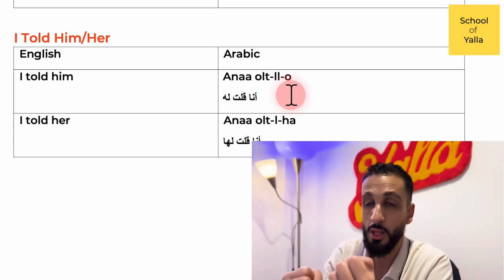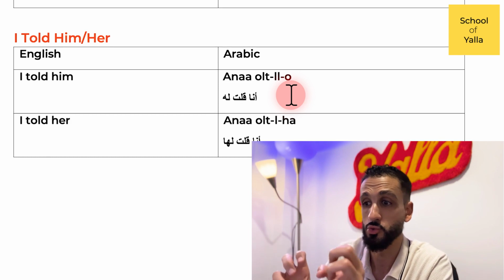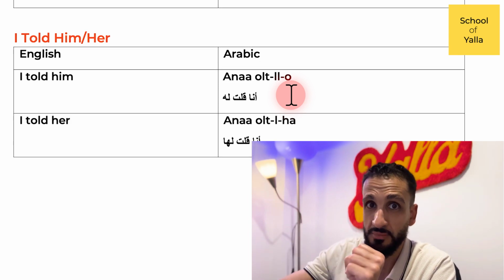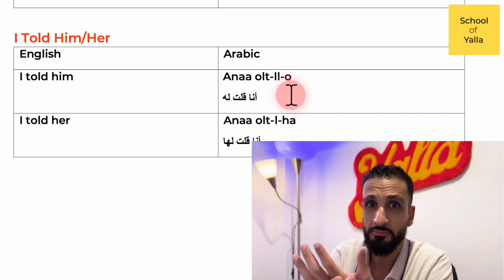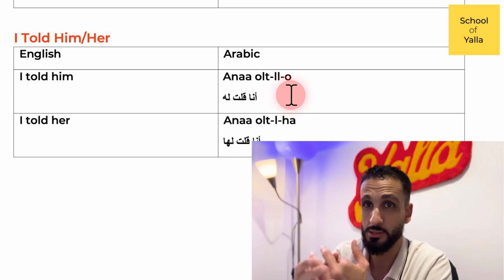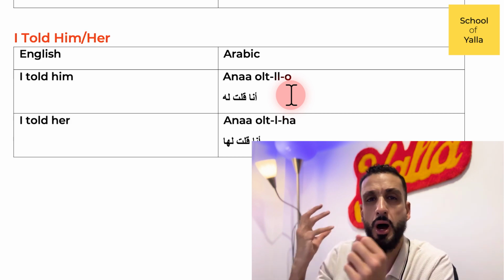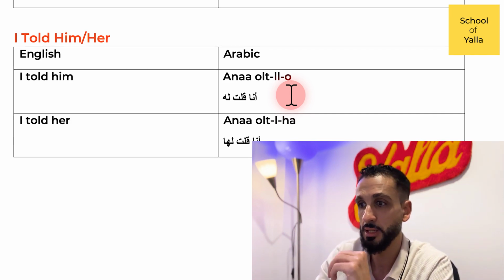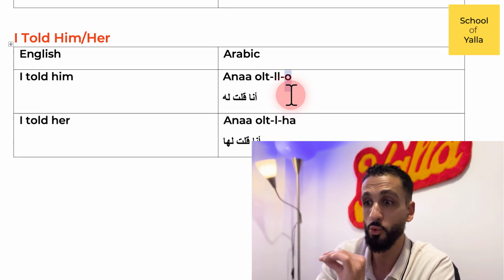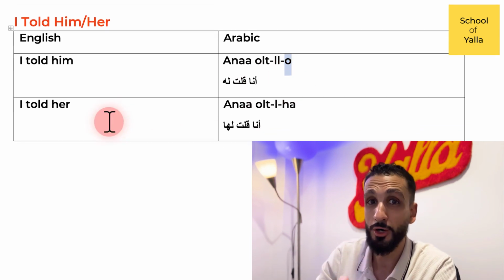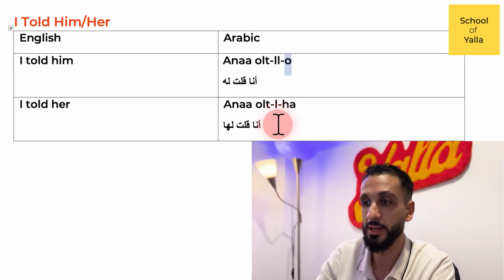The L here kind of plays the role of the to, okay, the preposition to. So ana ultil, and then o is that object pronoun. I said to him. I don't say I said to he. Okay, I said to him. That's an object pronoun. Subject pronoun is he, object pronoun is him. So similarly in Arabic, the O here plays the role of the object pronoun, him. So ana ultillo, I told him. I told her, ana ultilha. Ana ult, whether masculine or feminine, is speaking, ana ult, okay?